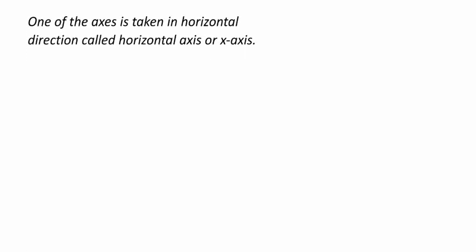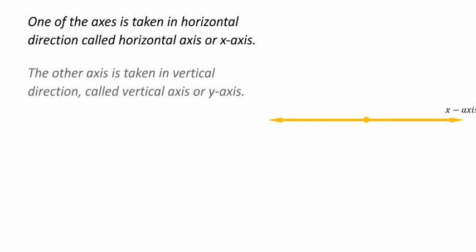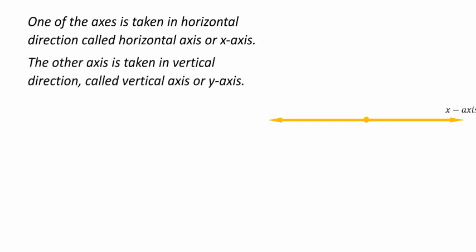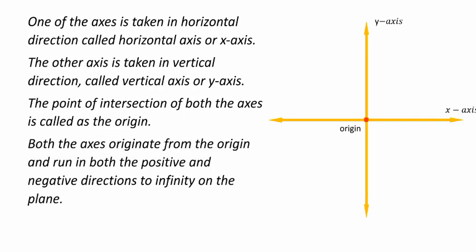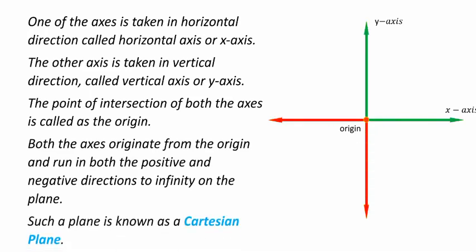One of the axes is taken in horizontal direction called horizontal axis or x-axis. The other axis is taken in vertical direction called vertical axis or y-axis. The point of intersection of both the axes is called as the origin. Both the axes originate from the origin and run in both the positive and negative directions to infinity on the plane. Such a plane is known as a Cartesian plane.